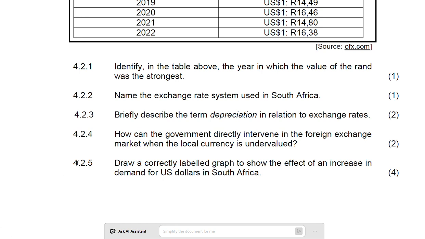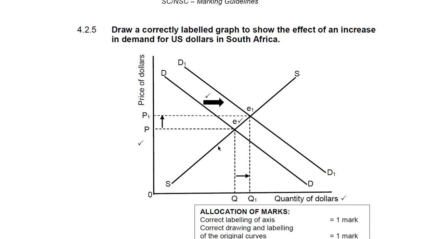Now, when you're looking at 4.2.5, draw a correctly labeled graph to show the effects of an increase in the demand for US dollars in South Africa. So we are showing an increase in demand for the US dollar in South Africa. For this question specifically, I need to take you to the solution so that we can analyze exactly how the graph should look.